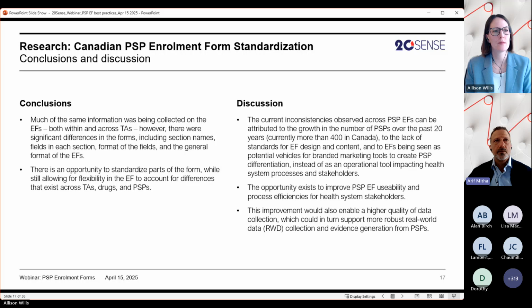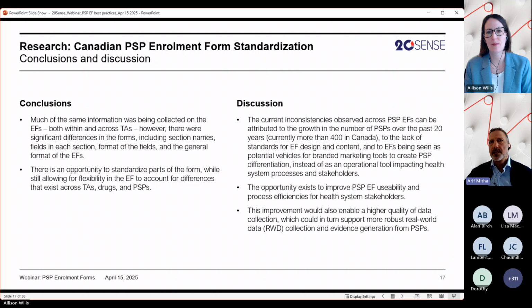The next slide. So, conclusions: much of the same information was being collected on the enrollment forms, both within the therapeutic area and across the 3 therapeutic areas. However, there were significant differences in the forms, including the section names, fields in the sections, the format of the fields, and the general format of the enrollment form. So there is an opportunity to standardize parts of the form while still allowing for flexibility to account for differences that do exist across therapeutic areas, drugs, and patient support program like services.